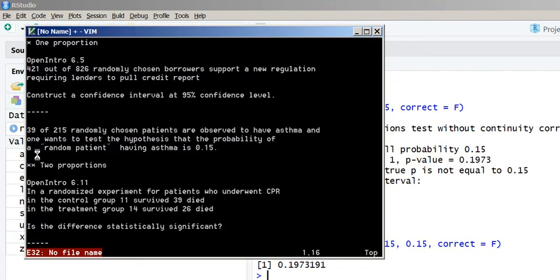Okay, next we look at an example for two proportions. This is from OpenIntro 6.11. In a randomized experiment for patients who underwent CPR, in the control group 11 survived, 39 died. In the treatment group 14 survived, 26 died. Is the difference statistically significant?